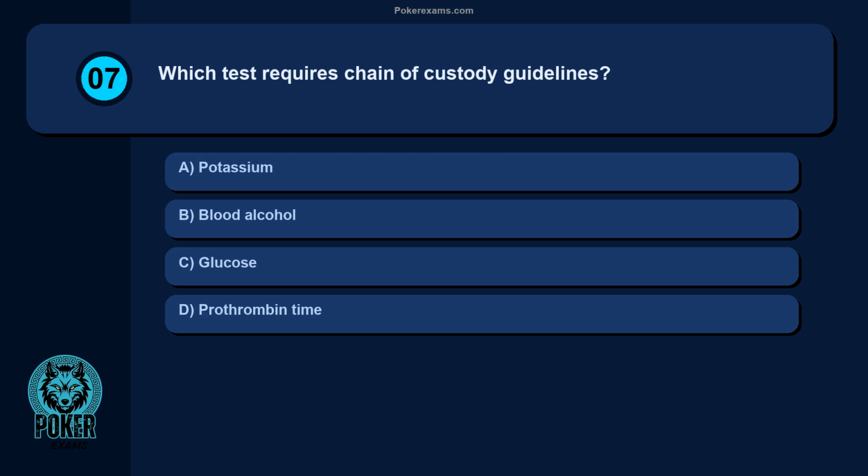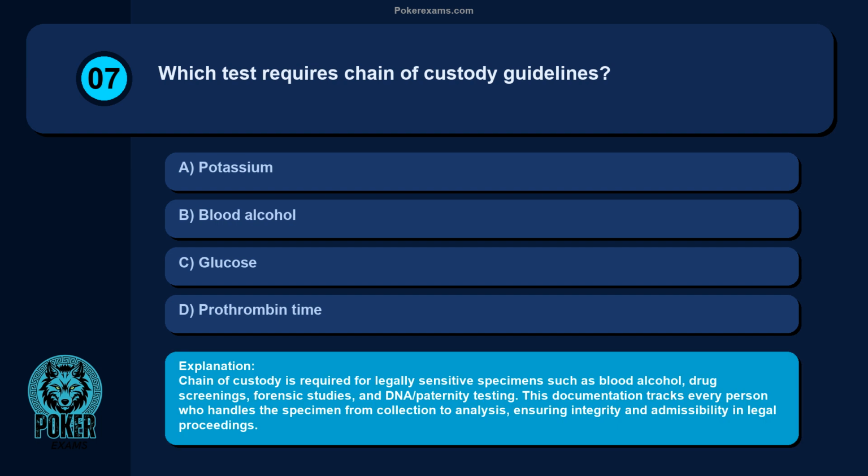Question 7. Which test requires chain of custody guidelines? Potassium, blood alcohol, glucose, prothrombin time. Chain of custody is required for legally sensitive specimens such as blood alcohol, drug screenings, forensic studies, and DNA/paternity testing. This documentation tracks every person who handles the specimen from collection to analysis, ensuring integrity and admissibility in legal proceedings.